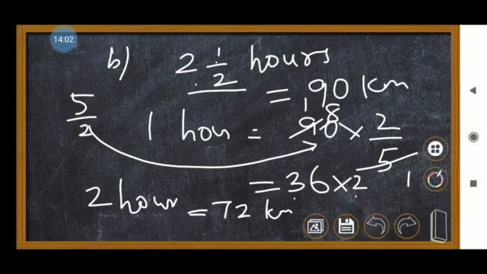This is how we can calculate, students. You can convert 2.5 hours into an improper fraction, or otherwise take 2.5 as a decimal. Then it becomes decimal division, so we multiply and divide by 10 in the numerator as well as the denominator. This kind of calculation is very easy. So in 2 hours, 72 kilometers.